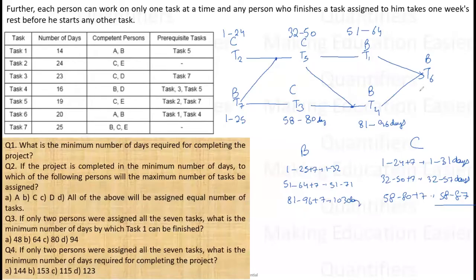So the last task will start from the 104th day and it requires 20 days. So 104, 23 plus 20 days, up to 123. So this is the final scenario in which two people will be completing all the tasks. Now the third question asks, task 1 will be finished as soon as 64 days and task 4 will be finished in as soon as, final task will be finished in as soon as 123 days. So this completes my set.